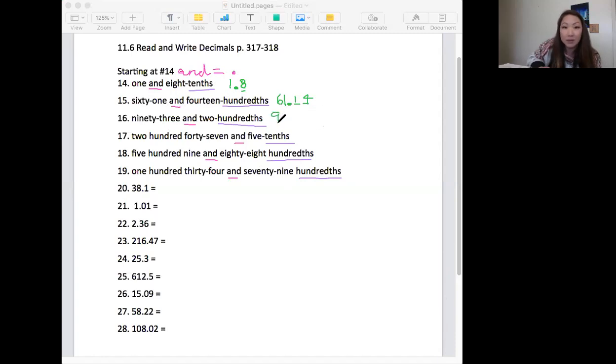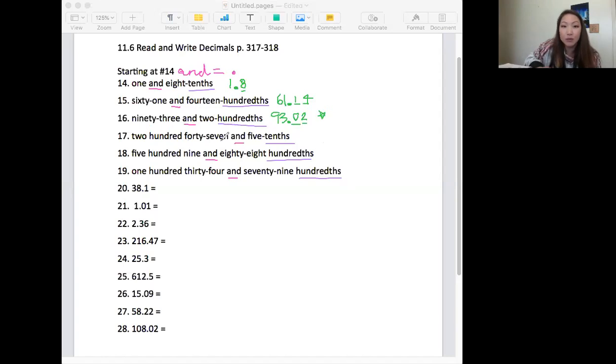93 is our whole number, and write the decimal, 2 hundredths. So now it's where it gets tricky. We have 2 place values because it says hundredths, but we only have a 2. If I put that 2 here, that means 20. So we don't want to put that there. We put a 0 as a placeholder to make sure that stays a 2 over 100, or hundredths. So that one's really important to remember.